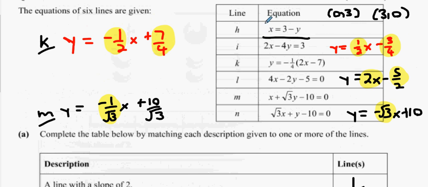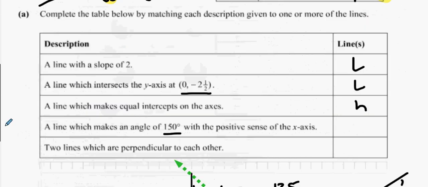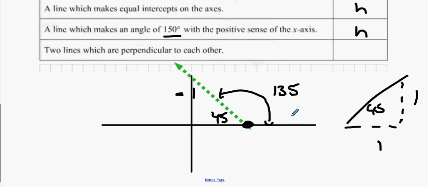Equation H, if we get y on its own, it's y equals minus x plus 3, which is minus 1x plus 3. Answer is H, a slope of -1. Is that alright? Oh, sorry, I'm wrong. It's not 135 degrees, it's 150. Sorry, excuse me. It's 150, I read it wrong.